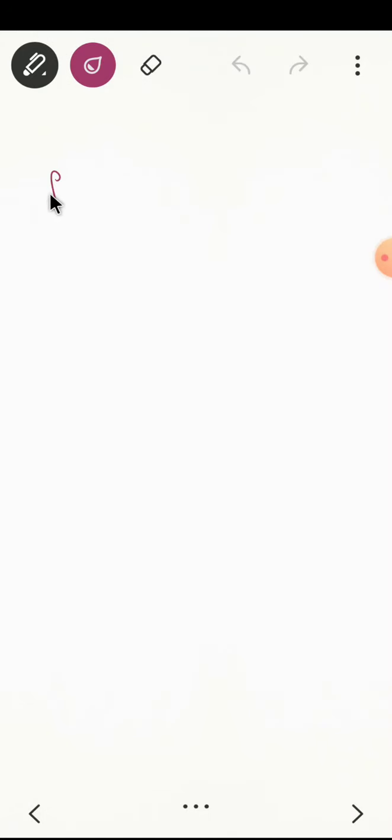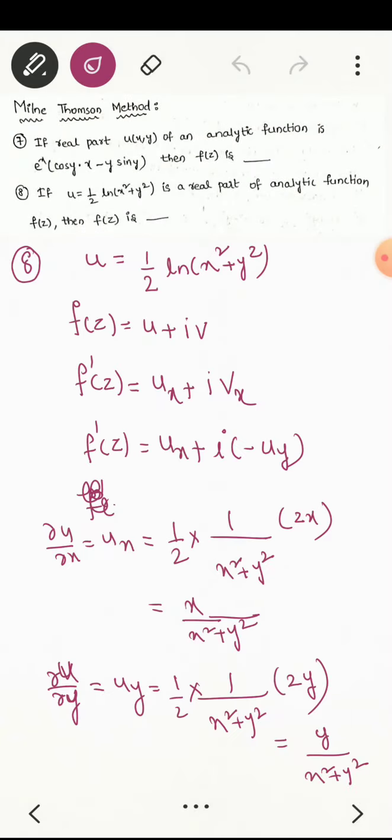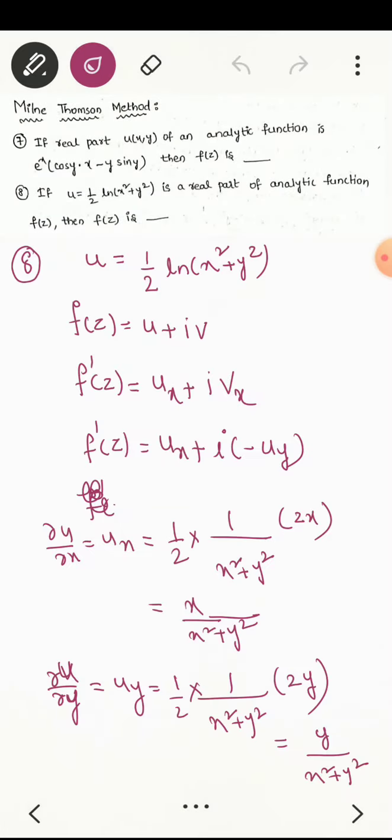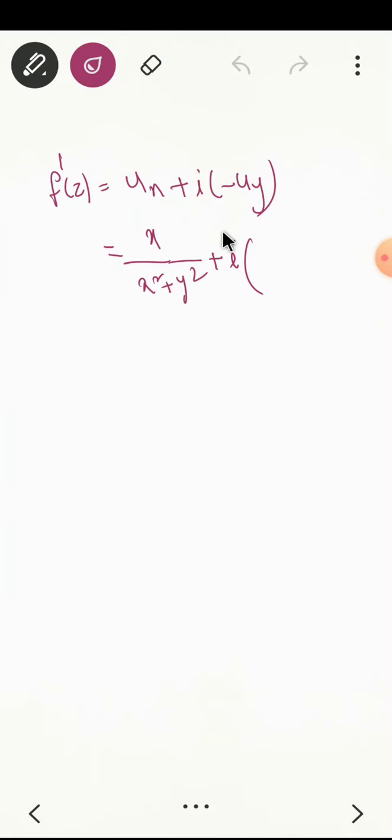So f dash is equal to ux plus i into minus uy. So ux is how much? ux is x by x square plus y square. X by x square plus y square plus i into uy. How much is uy? uy is minus y by x square plus y square, because minus is there.